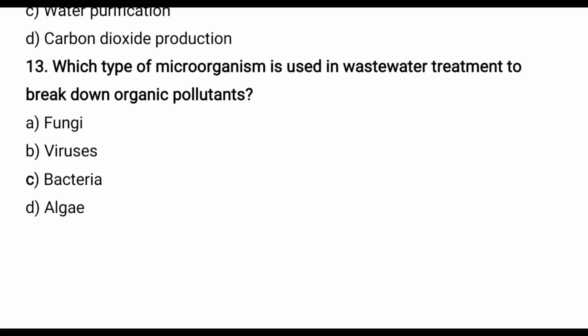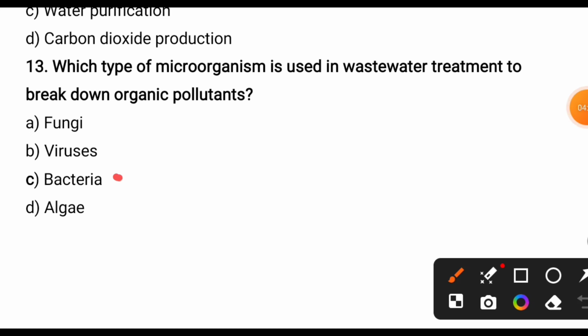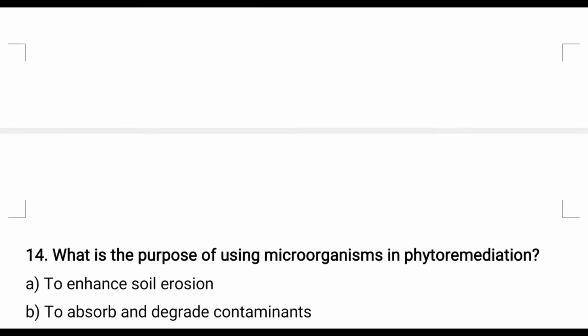Which type of microorganisms is used in wastewater treatment to break down organic pollutants? So the correct answer is bacteria. They are used to clean up the wastewater, for example Pseudomonas. This process is called bioremediation. Okay, so let's see the next question.